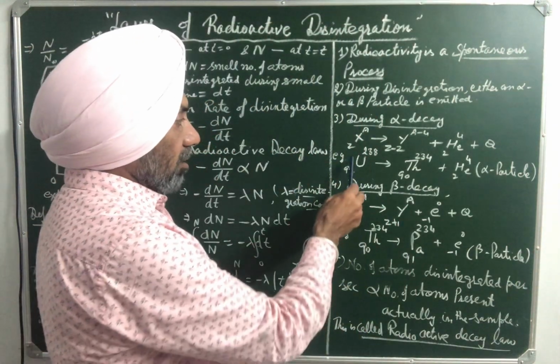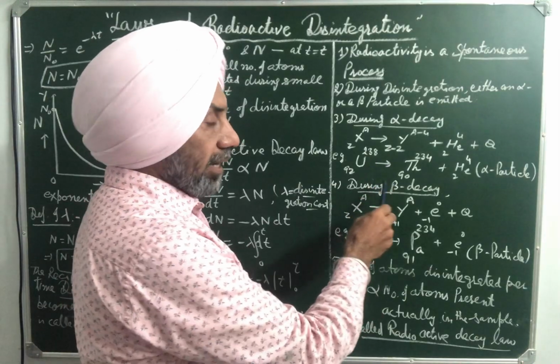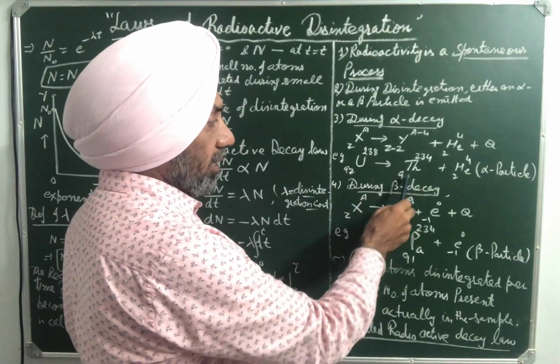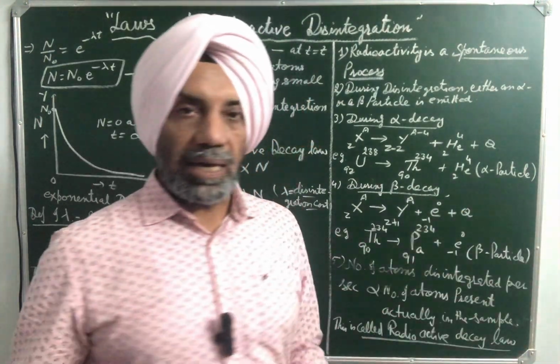For example, when uranium 92-238 undergoes alpha decay, it becomes thorium 90-234 plus He 2 4, which is nothing but an alpha particle.